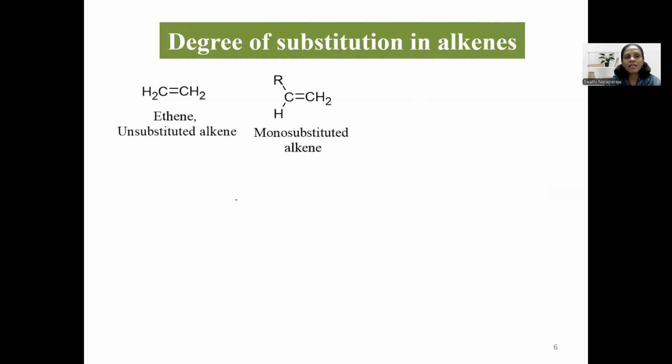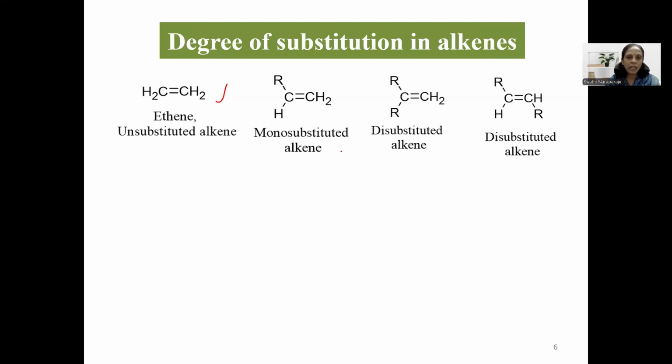The first one is ethene, CH2=CH2. It is an example of an unsubstituted alkene because none of the hydrogens of ethene are substituted with alkyl groups. The second one is known as a monosubstituted alkene because out of the 4 hydrogens of ethene, one hydrogen is replaced with an alkyl group. Across the doubly bonded carbon atoms, the molecule has only one alkyl group, so it is known as a monosubstituted alkene.